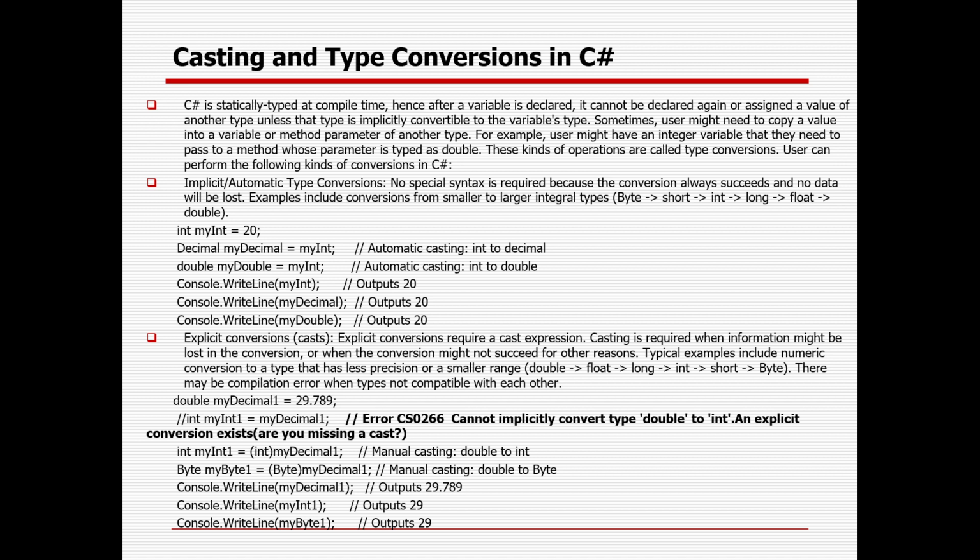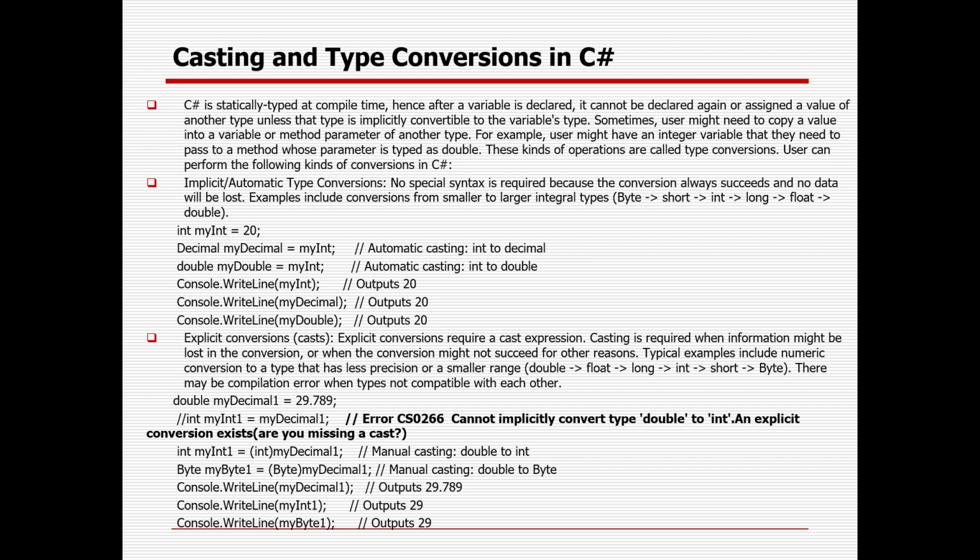The user can perform primarily the following two kinds of type conversion in C#. One is implicit or automatic type conversion and another is explicit conversion or casting. So for implicit or automatic type conversion, no special syntax is required because the conversion always succeeds and no data will be lost. Examples include conversions from smaller to larger integral types. Like if you convert from byte to short, short to int, int to long, long to float or double, there will be no error at all because they are conversion compatible by default in C#.